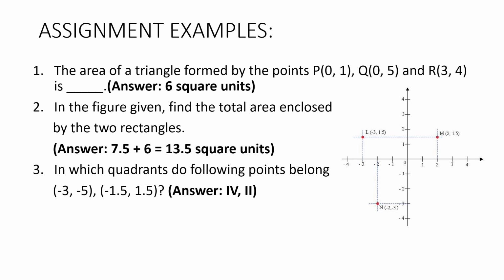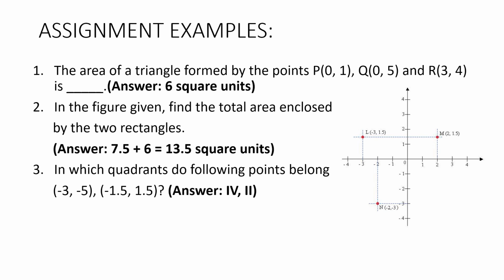First one, the area of a triangle formed by the points P(0, 1), Q(0, 5) and R(3, 4) is how many square units? First of all, visualize the points, means you can roughly draw the points and then you have to do half base into altitude. You will get the answer as 6 square units.